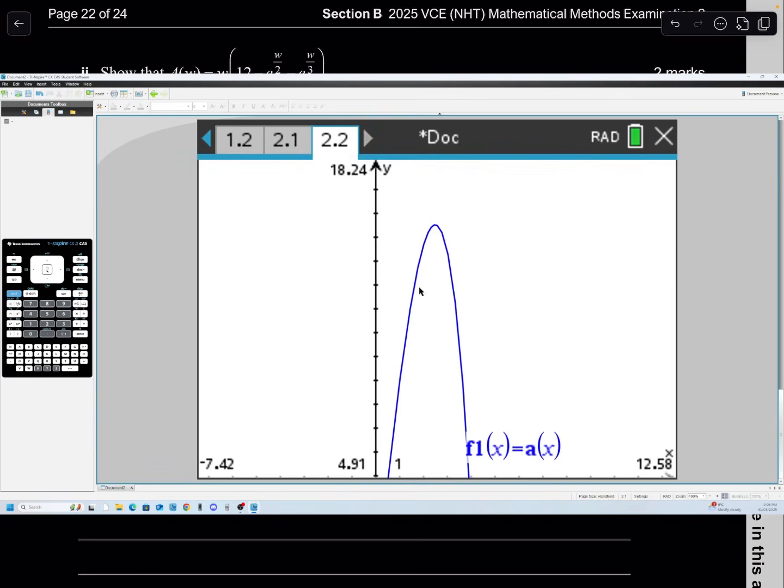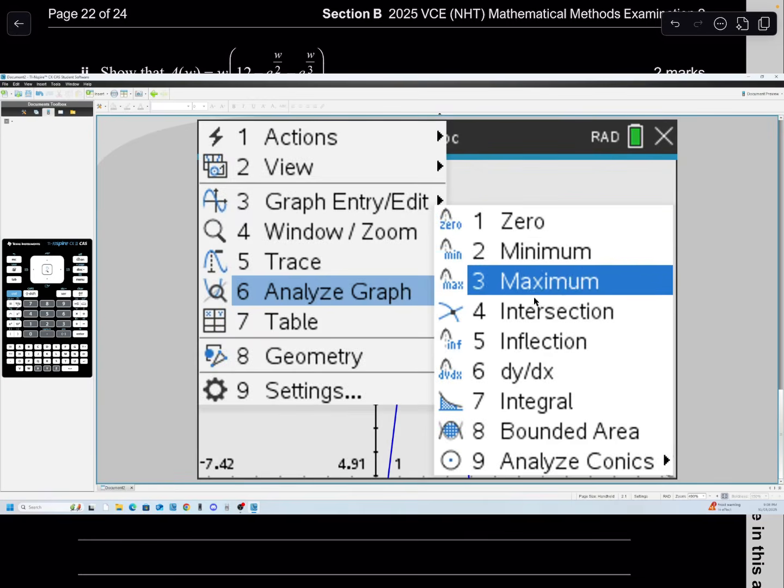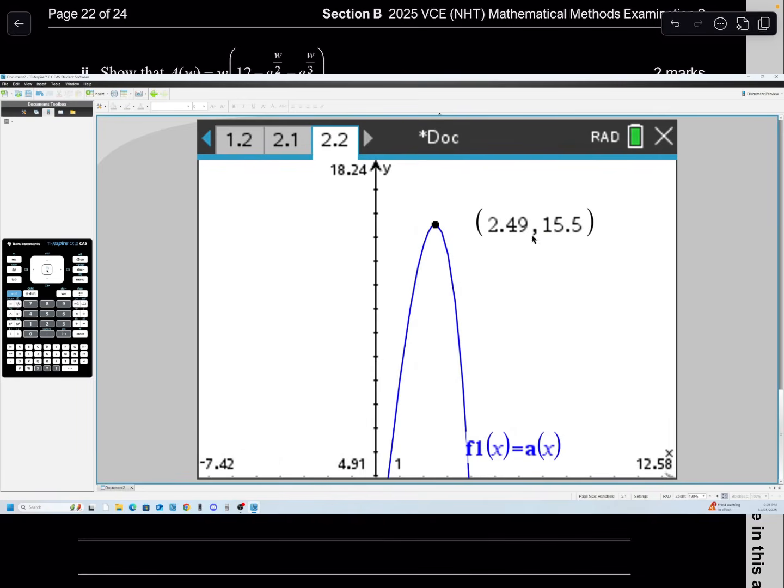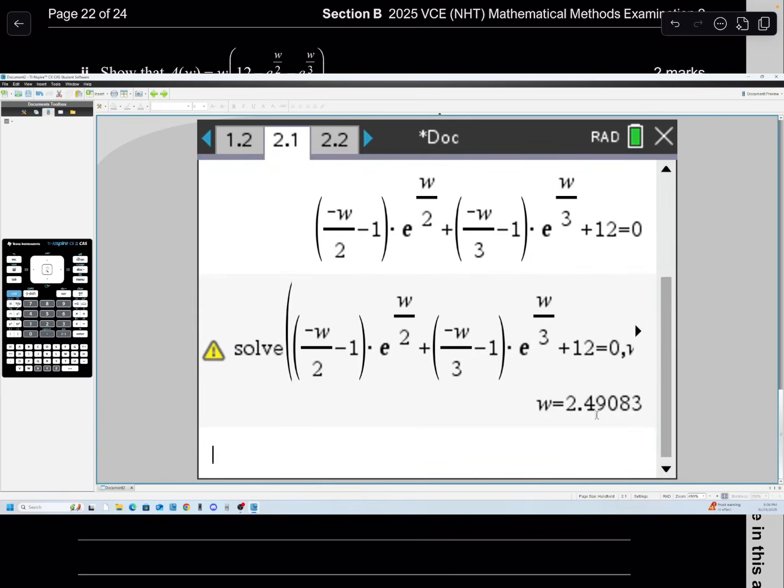It just looks like a normal parabola, and this is your maximum value. Absolute beauty here. And so 2.49, 15.5. So, yep, 2.49, absolutely. So it fits everything. So let's write what we have to write down.